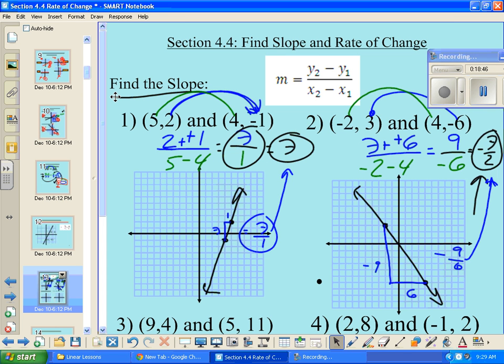The first day of working with slope is always kind of a tough day just because it's something brand new, but it's something important, and there's a lot of connections to put together. But we'll keep working with slope, and as we work with it, I think it'll get much, much easier for everybody.